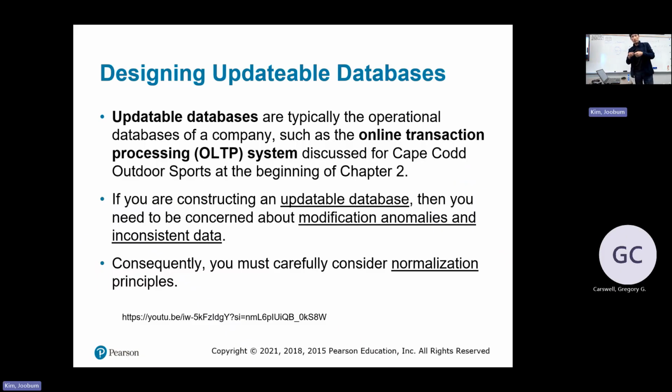Can you explain the concept of the OLTP and the OLAP? For an OLTP system, we need what kind of database? An updatable database. To make an updatable database, we have to normalize. So usually we need the BCNF normal form.